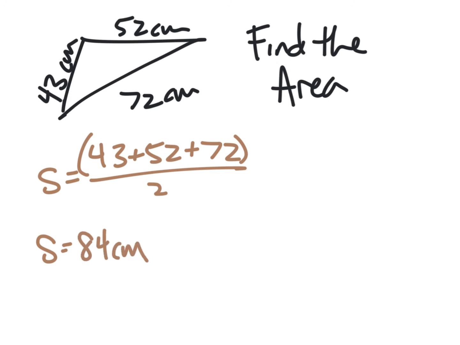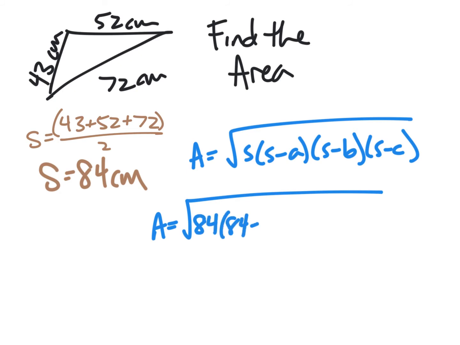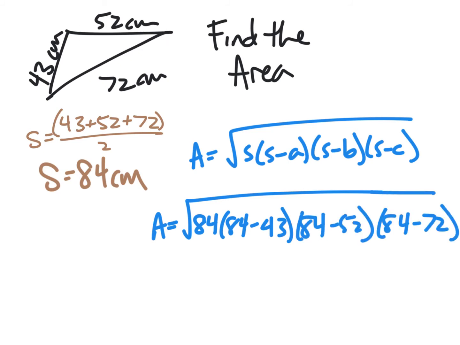Now I'm ready to plug into Heron's formula. So I'd say area is equal to the square root of 84 times 84 minus 43, and just go through and plug in these numbers. Once we have all this in here, we can just evaluate, and we see that the area of this triangle is 1,131.9 centimeters squared.